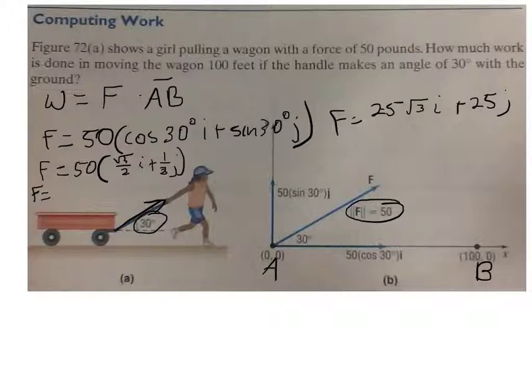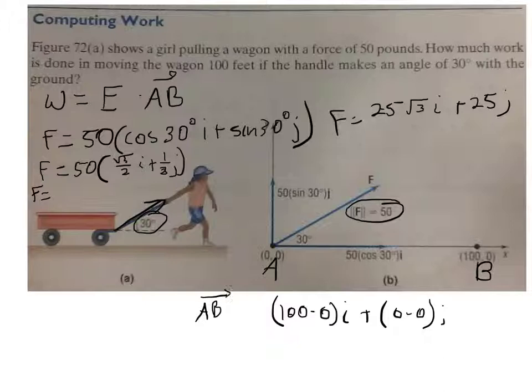All right, so the next thing we need to know is our distance vector, our A to B vector, if you will. We just found the F, we need to know A to B. Well, A to B is a vector based off of where you're moving to. We have a starting point of 0, 0 here, and an ending point of 100, 0 here. So in order to create a vector from that information, we just take 100 minus 0, I, plus 0 minus 0, J, and we get AB simply equals 100 I. Oops, I keep writing that J as an I. Be careful. 100 I.